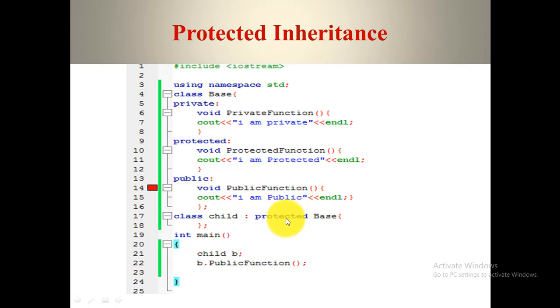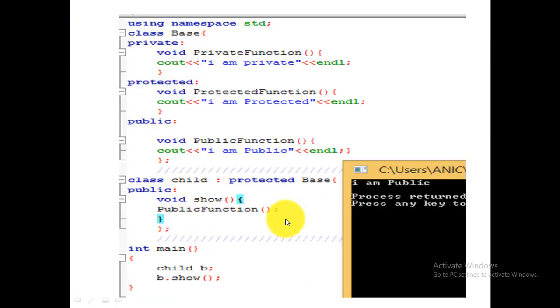So how can we access them? What would be the mechanism? To access the public data members and member functions, we have to first call the public function inside the child class. So here in the child class, in the public section, we created a new function named show, and in the function show, we call the public function.